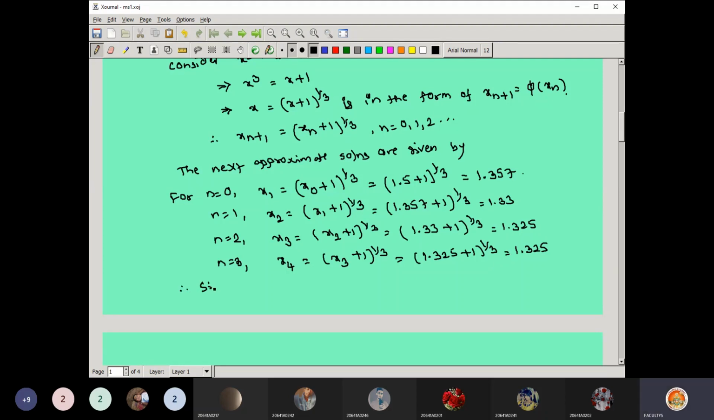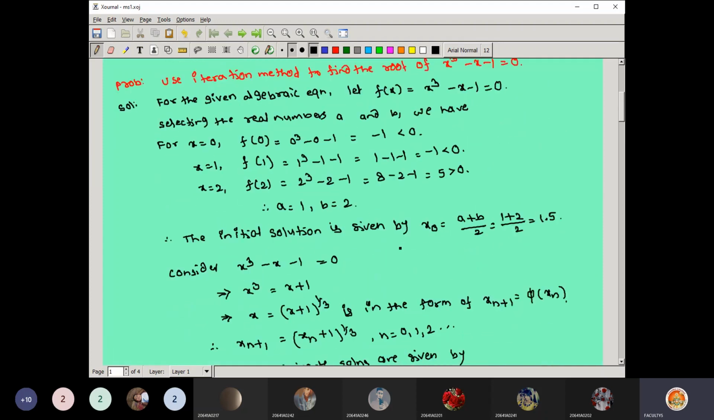Therefore, since the last successive approximate solutions are equal, the root is given by: you just write down x equal to 1.325. Wherever you get equal approximate roots, you can stop the process. That gives the final solution of your given problem.